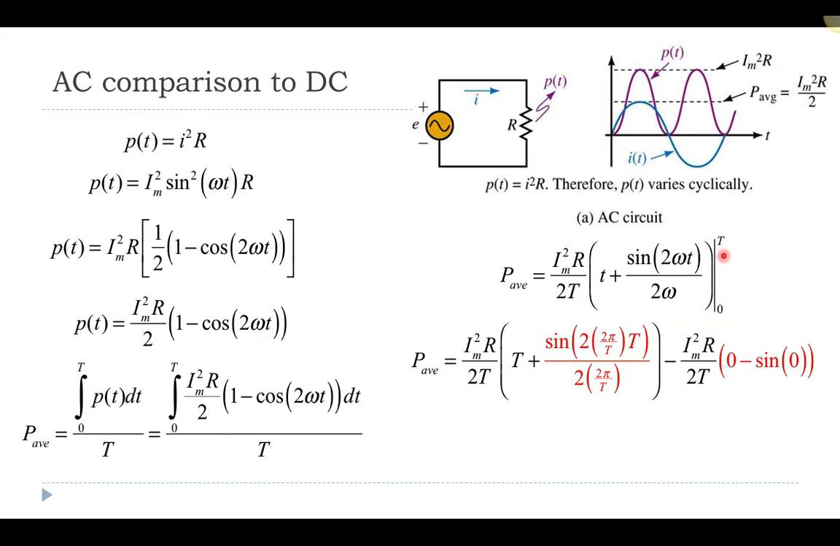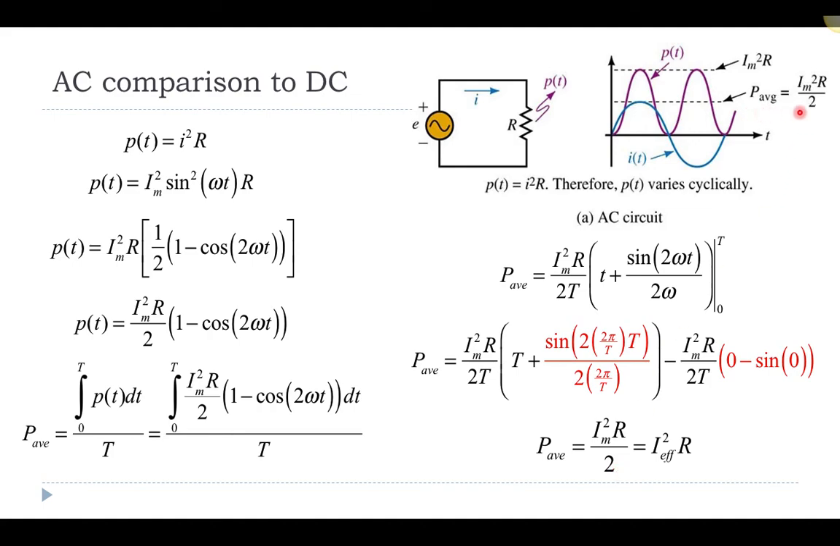Now I need to put the limits in over 1 period. When I put the upper limit in for the time, I get a period. When I put the period into the sine function and plug in that the angular frequency is 2 pi over the period, the periods cancel out and I end up with sine of 4 pi. Well, sine of 4 pi is 0, so this term in red is just 0. When I put the lower limit in, I put a 0 in for the time, I get a 0, and the sine of 0 is also 0. So everything in red is just 0, and I end up getting that the average power is just this term out front. The periods cancel, so it's just the maximum current squared times the resistance over 2.